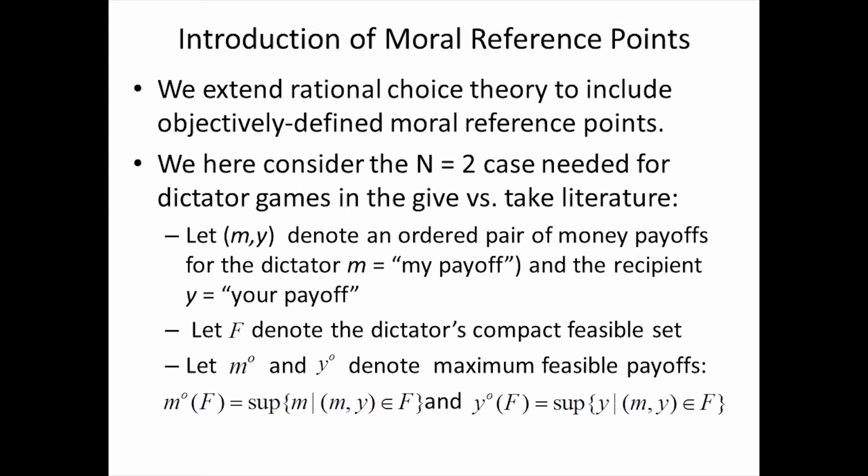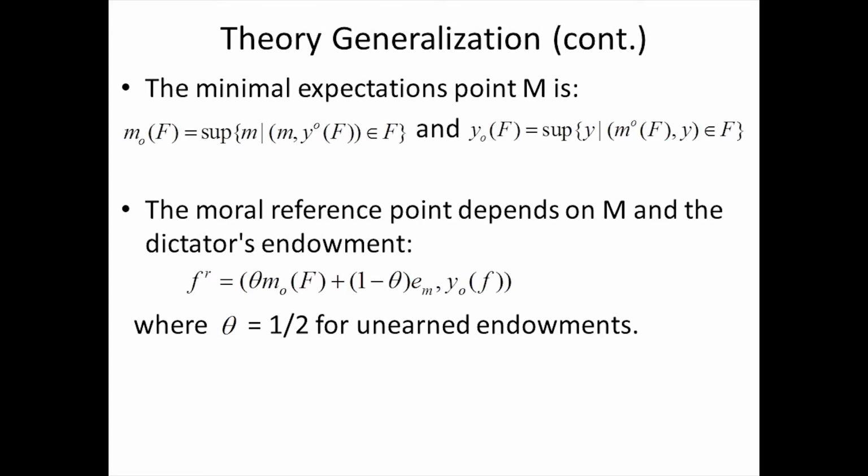And now we look at the minimal expectations point. This is an analog that we're introducing into choice theory that's like what you get in Nash bargaining theory, if you've seen it there. Let M0 and Y0 denote the maximum feasible payoffs of the two. Given that the other person gets their maximum payoff, what's the maximum for the other person? And then the moral reference point is the convex combination on the horizontal axis of the endowment and the moral reference and the minimal expectations point.